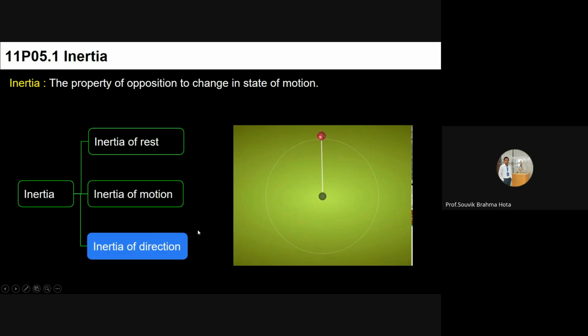Inertia of direction means the tendency to not change the direction of the motion. You can see in the case of this red colored ball, which is tied with a rope at a center. When you rotate it, it will rotate about a fixed orbit, or I can say at a fixed radius. And generally it doesn't want to change the direction.